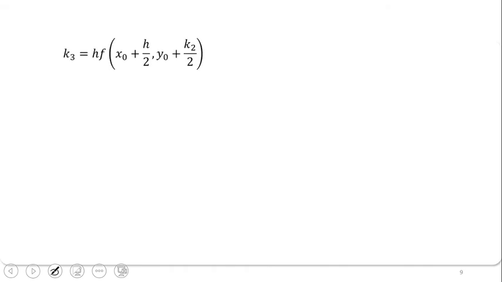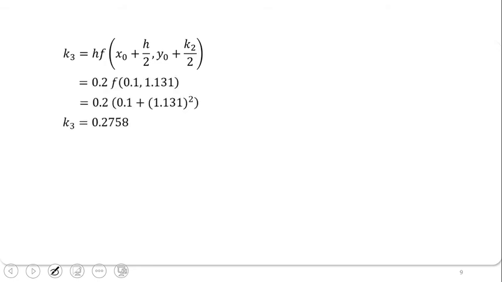Now write down the formula for k3. Substitute the values of h, x0, y0 and k2 here. If we simplify this, our k3 will be 0.2758 rounded off to 4 decimal places.